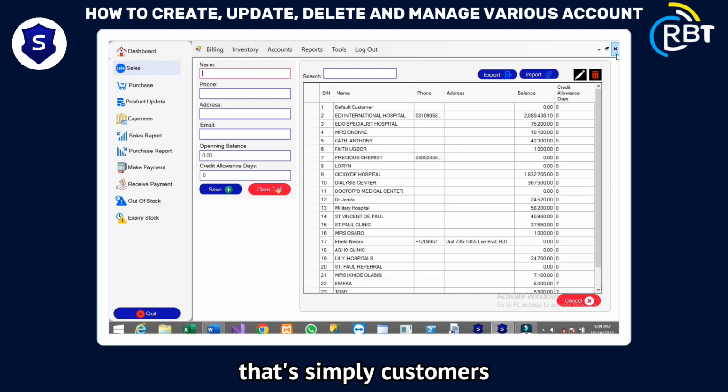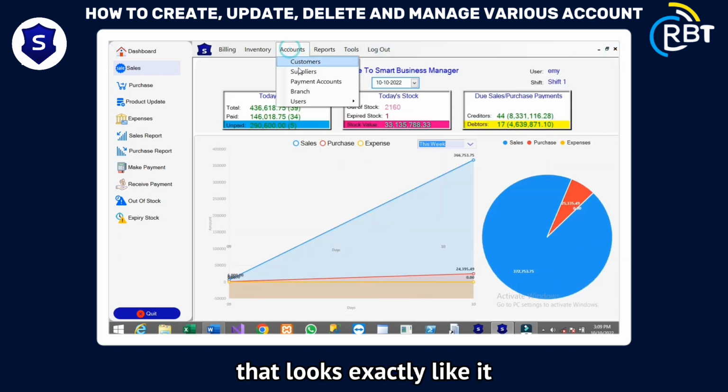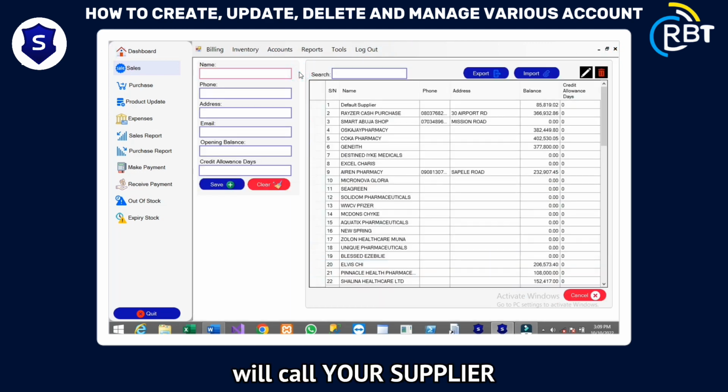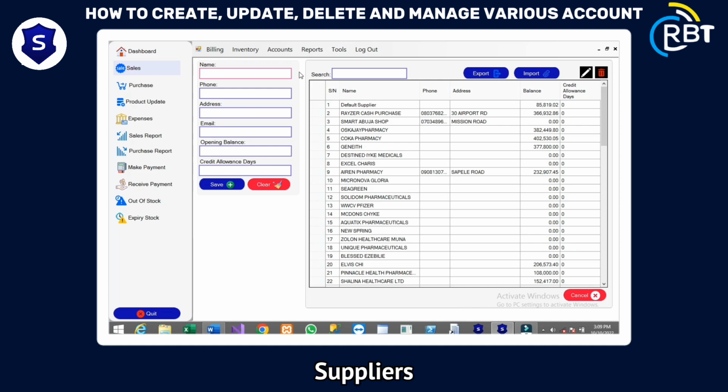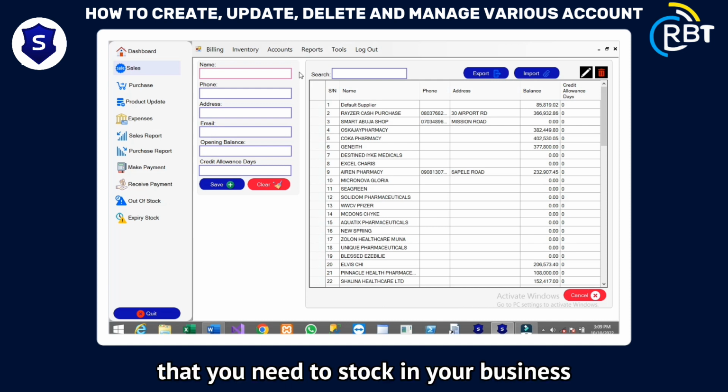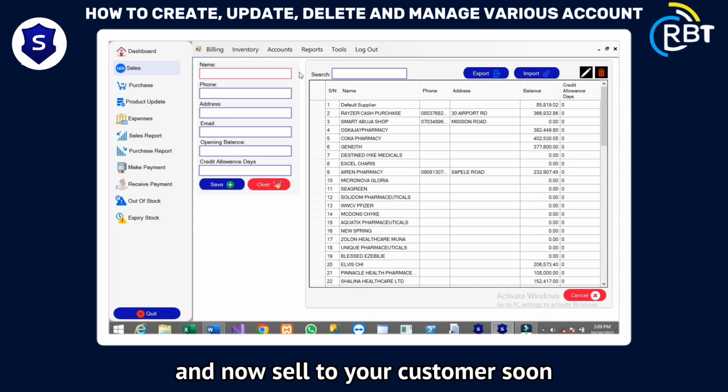So that's simply customers. The other one that looks exactly like it but in an opposite way is what we call your supplier. We've talked about your customers that buy stock from you. Suppliers are persons or companies you buy your own stock from, that you need to stock in your business and now sell to your customers. The same way you register the customers, you register your supplier, so that you're able to manage everything your supplier is giving you through your system.